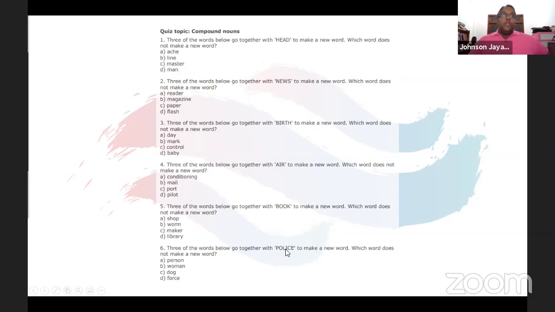Next one, police woman, police dog, police force, but not police person. That's just a general thing. So again, you can't connect this with this one. So those are the answers. I hope that clears your answers for this. So those are known as compound nouns, where two or more words are put together to make a noun or a word in general.